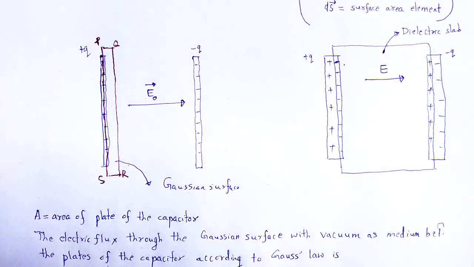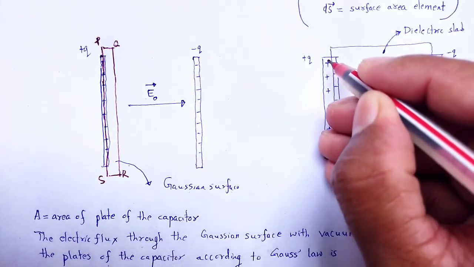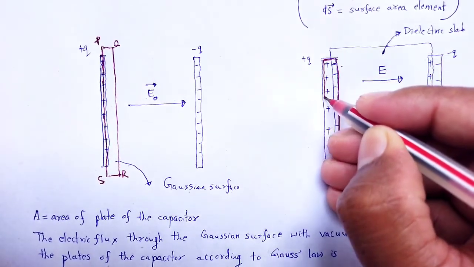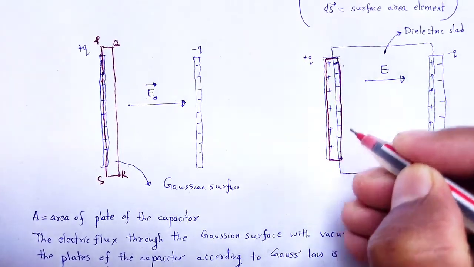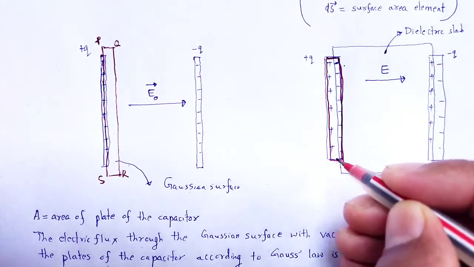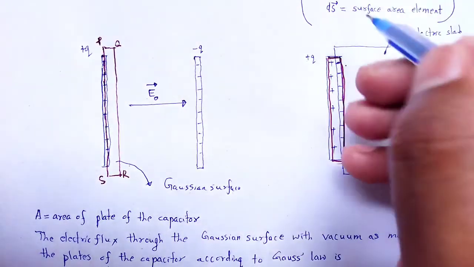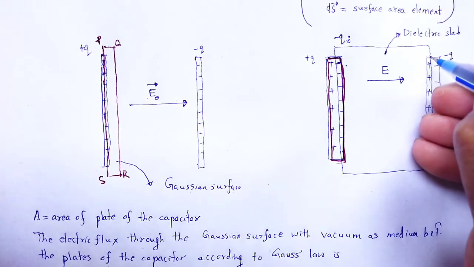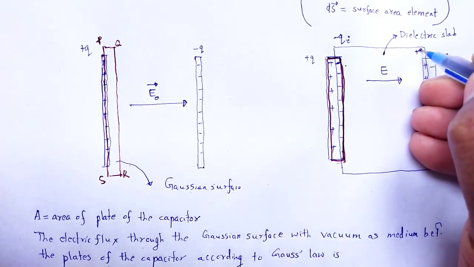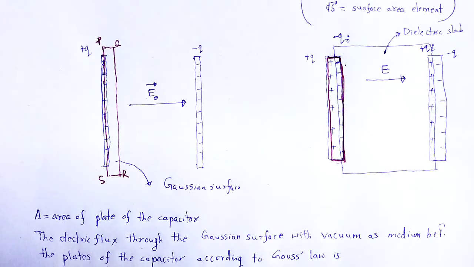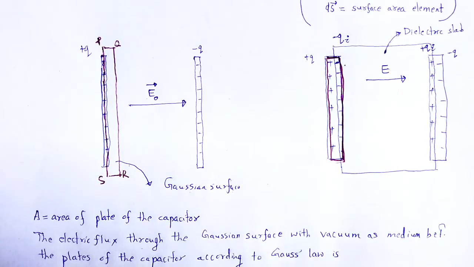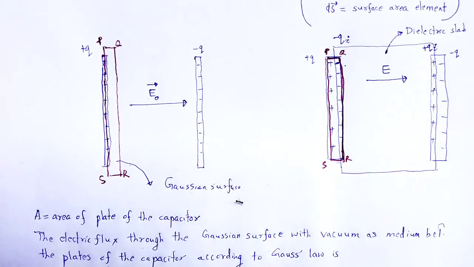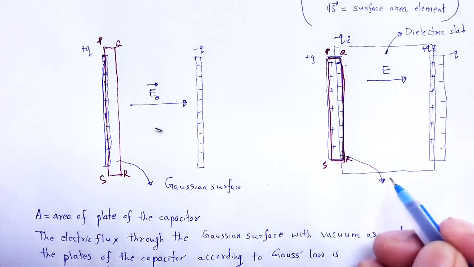Here we prefer a Gaussian surface. Let a Gaussian surface be drawn like this. This one is the Gaussian surface. So the charge developed here be minus q i, the induced charge, here plus q i. Gaussian surface named PQRS. That one be the Gaussian surface.